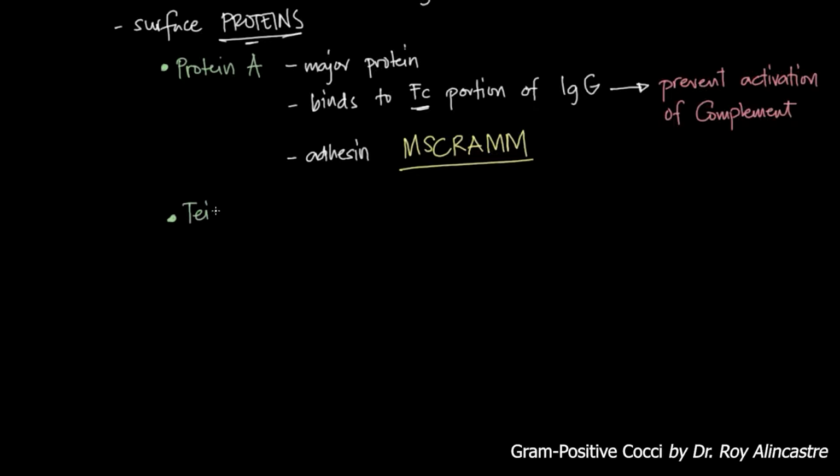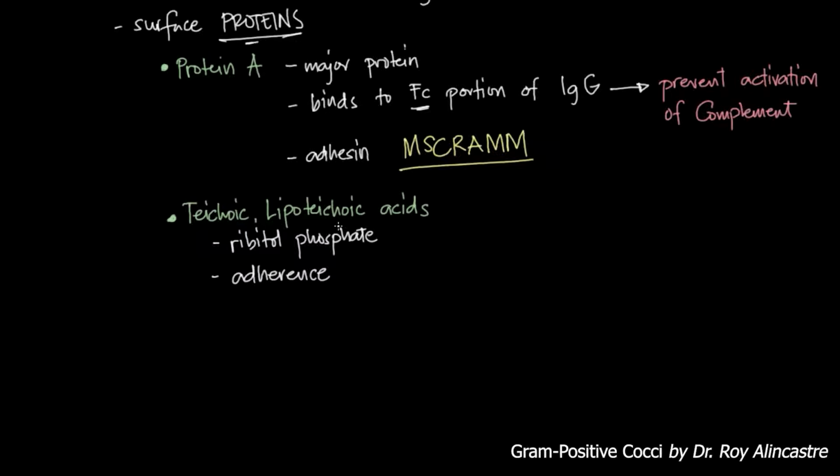Also remember the teichoic and the lipoteichoic acids. These are polymers of ribitol phosphate. They mediate adherence of the Staphylococci to mucosal cells. The lipoteichoic acids play a role in the induction of septic shock by inducing cytokines, such as interleukin-1 and tumor necrosis factor, from macrophages.